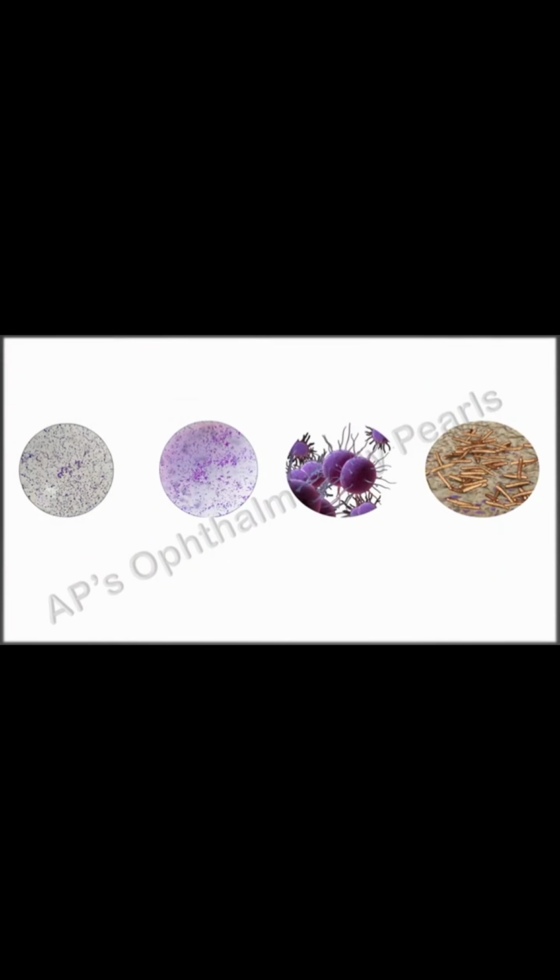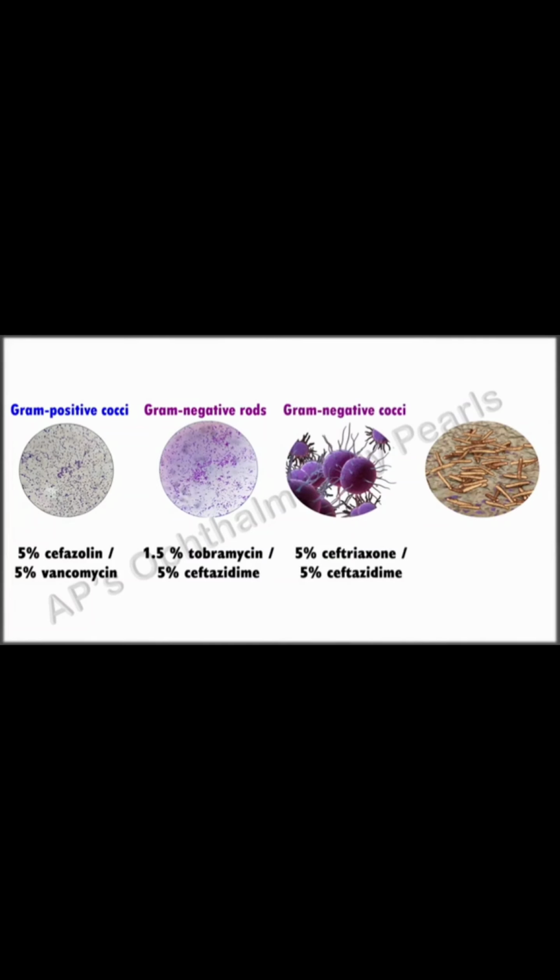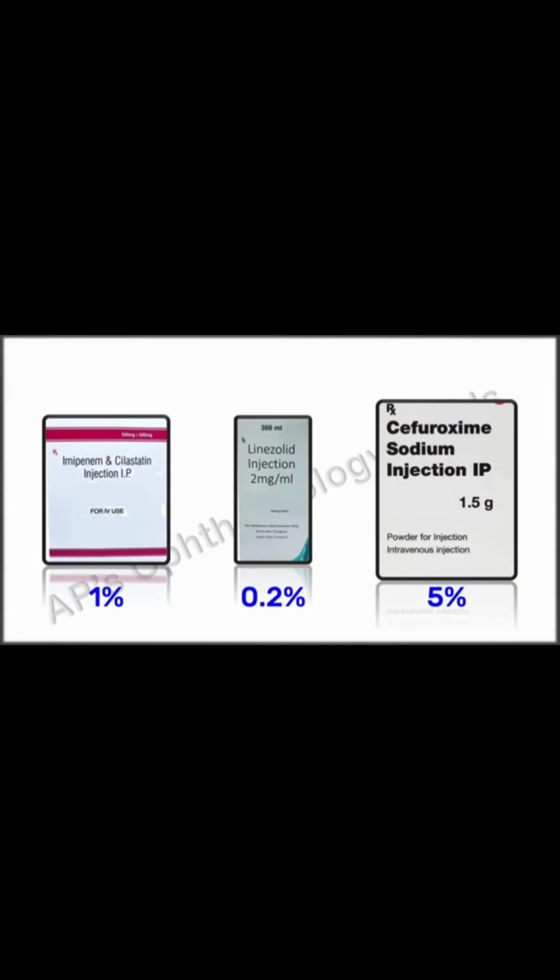If the type of organism is known, then specific antibiotics may be used. Cefazolin or vancomycin for gram-positive cocci, tobramycin or ceftazidime for gram-negative rods, ceftriaxone or ceftazidime for gram-negative cocci, and clarithromycin or amikacin for atypical mycobacteria. There are other antibiotics that are used less commonly.